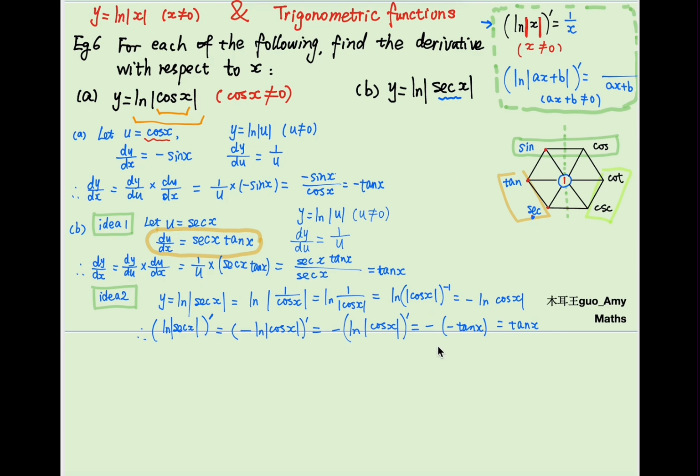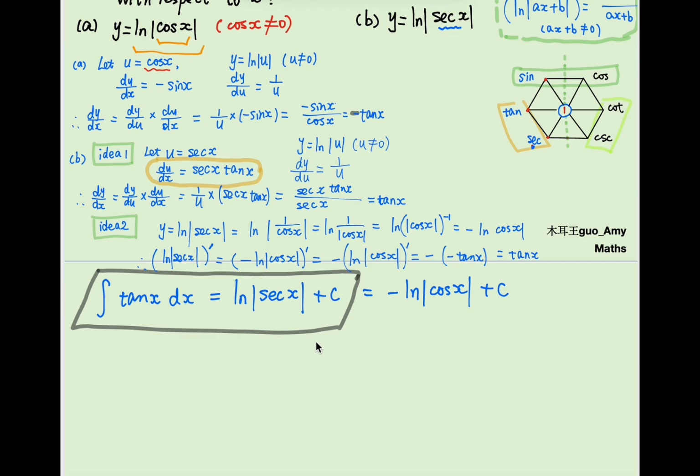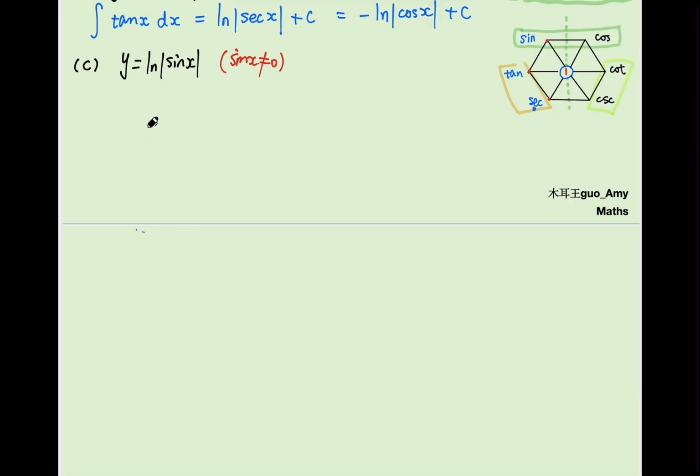Based on the results of part A and part B, we will obtain an important result, which is the integral of tangent x is equal to ln absolute of sec x plus c, or negative ln absolute of cosine x plus c. The first form is more commonly used in our course. Now let's move on to part C.